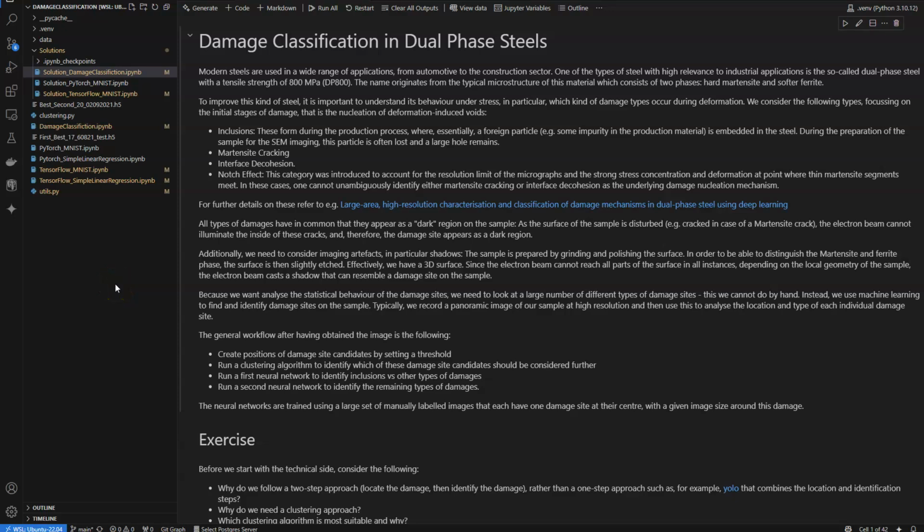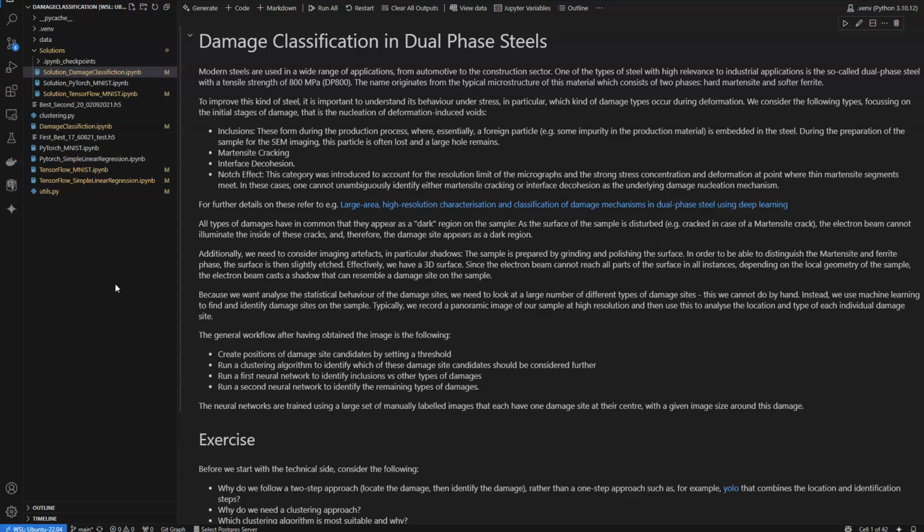Hello and welcome back. In the following, we want to use convolutional neural networks to identify and classify damage site-induced phase steels. So before we start, we need to discuss the problem setting a bit more and think about what we want to do, why we want to do it, and how we can approach this problem.